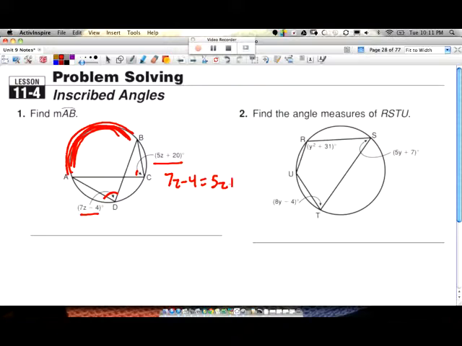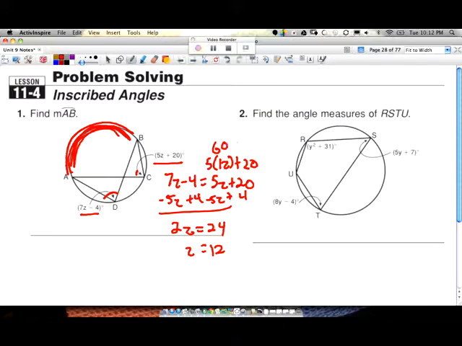7z minus 4 equals 5z plus 20. Okay, so we add 4, subtract 5z, subtract 5z, and then we'll have 2z equals 24, divided by 2, z equals 12. Alright, so now if we were to plug it into one of these, let's say this one over here, 5 times 12, and then add 20 on top of that, that's 60 plus 20, or 80.